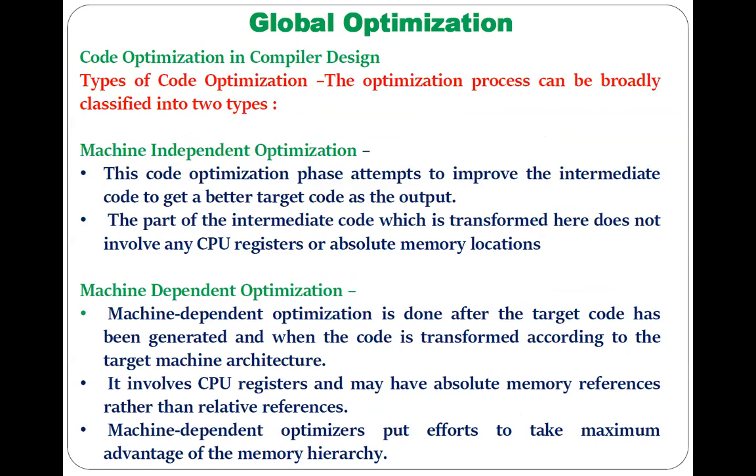We have also discussed types of code optimization based on when the code actually gets optimized. If the code gets optimized before the final target code generation, then we call that a machine independent optimization. This phase tries to improve the intermediate code to get better target code as output. The part of the intermediate code which is changed or transformed here does not involve CPU registers, memory locations, or the instruction set of the machine. So during this optimization, we don't have to think about CPU registers, instructions, memory, etc. That is the reason it is referred to as machine independent optimization.